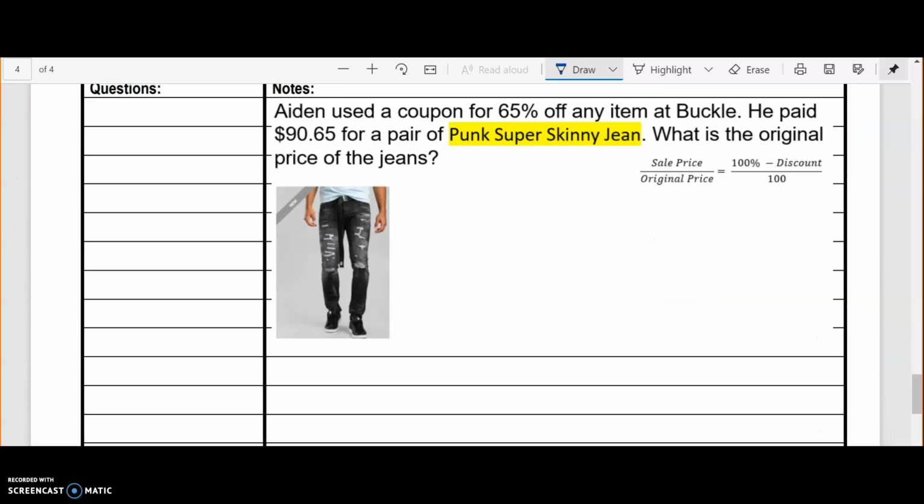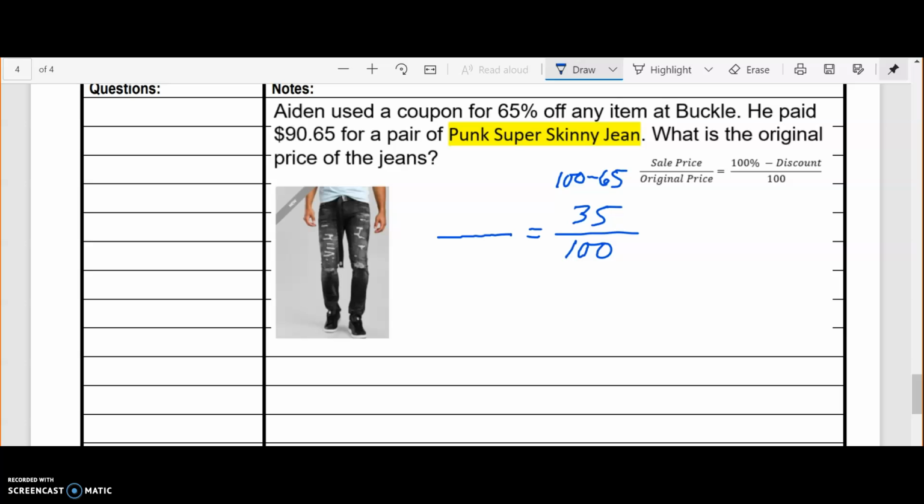All right, so Aiden wanted to get these cool jeans. So he wanted to get these super punk skinny jeans, and he went to Buckle also. But he had a 65% off coupon. So he decided to use that, and he got those jeans for $90.65. So let's figure out what the original price of those jeans were before he used the coupon. So 100 minus 65, so he's only paying basically 35%. So that's a pretty good coupon.